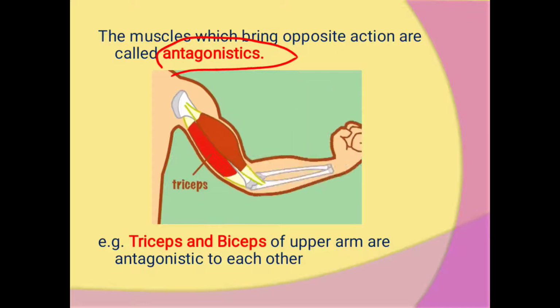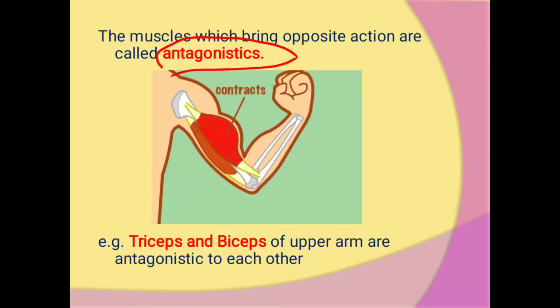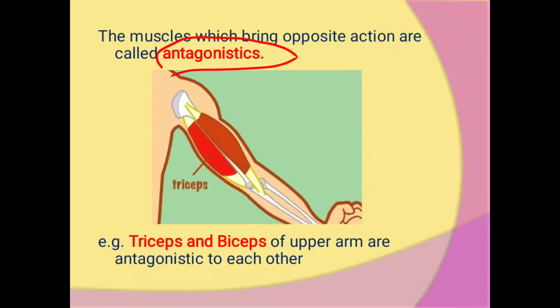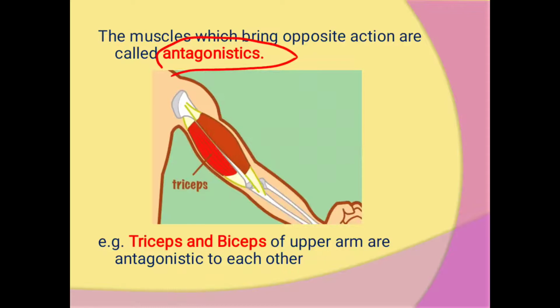That's why they are known as the antagonistic muscles. Okay, so if one member of a pair is capable of bending the joint by pulling the bones, the other member is capable of straightening the same joint. The example is the triceps and biceps of the upper arm. These are antagonistic to each other.